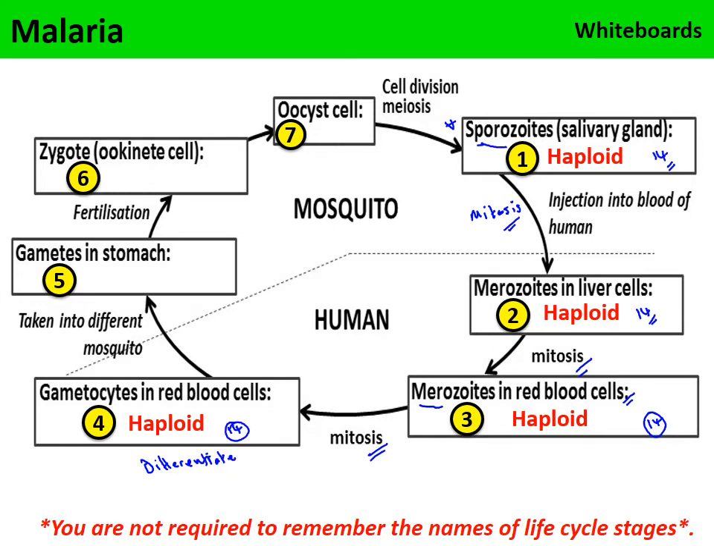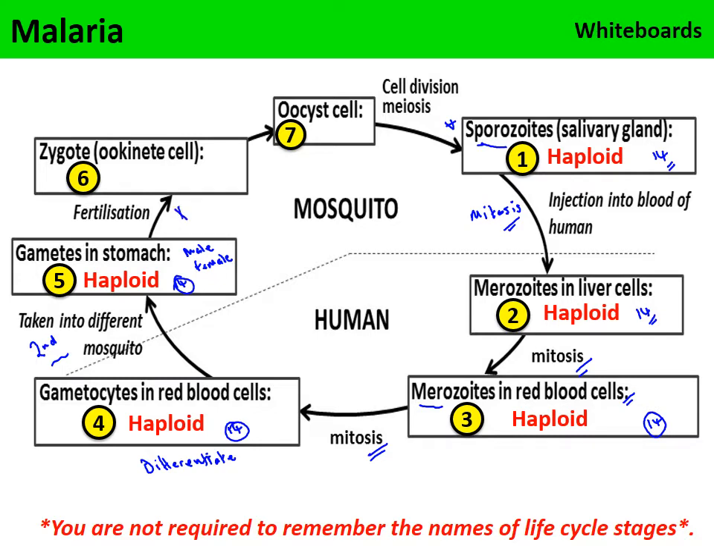We know gametocytes are taken up into the stomach of a second female mosquito. Now inside the stomach, they differentiate somewhat further into actual gametes. So some will be male gametes and some will be female. The male gametocyte develops into a male gamete, and the female gametocyte develops into a female gamete, and they are both haploid. So once again, 14 chromosomes inside each nucleus.